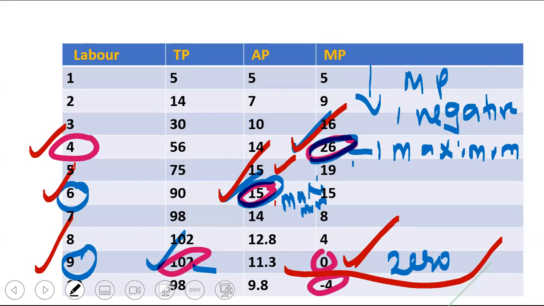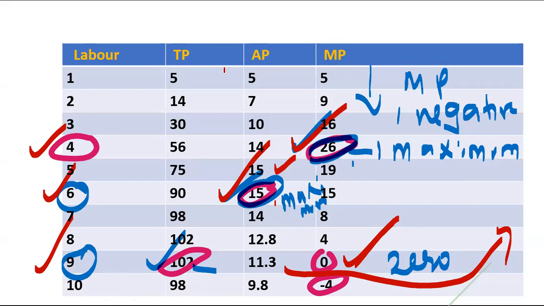Now, in the second stage, what did we write? In the second stage we saw TP reaches maximum 102, MP becomes 0. That means at the 9th unit the second stage ends. Third stage: TP decreases, MP becomes negative. And the best stage is the second stage, because TP is maximum and MP is zero. Write it down. Up to here is clear; the diagram we will do tomorrow.